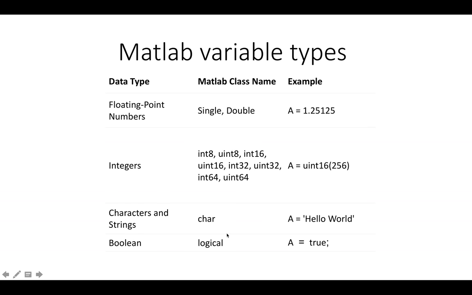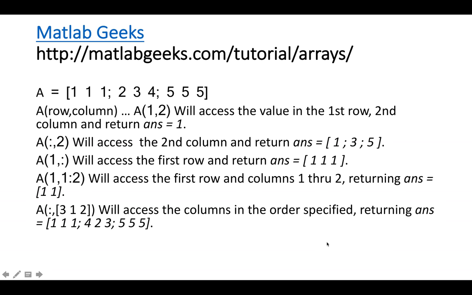Characters and strings. A string is just a list of characters, like A equal to 'hello world'. We put single quotes there, that's hello world. And then you can have Boolean or logical variables, which are either true or false. So that's a basic idea of MATLAB variable types.